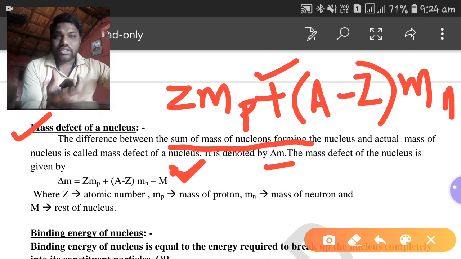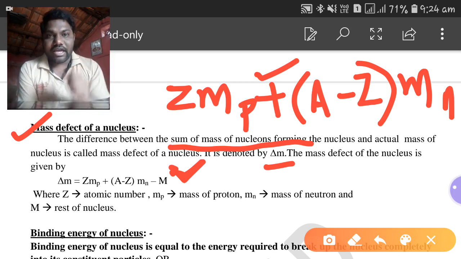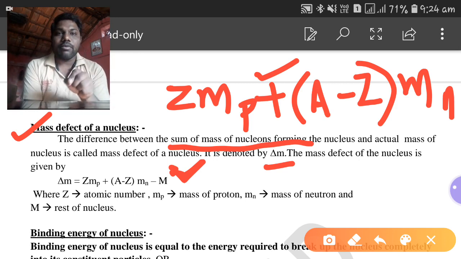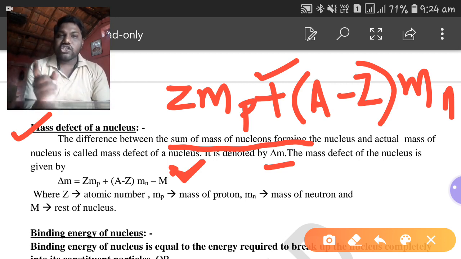What do we have to subtract here? The actual mass of the nucleus, that is capital M. It is given here: delta M is equal to Z Mp plus (A minus Z) into Mn minus capital M. And always the mass defect is represented by delta M.